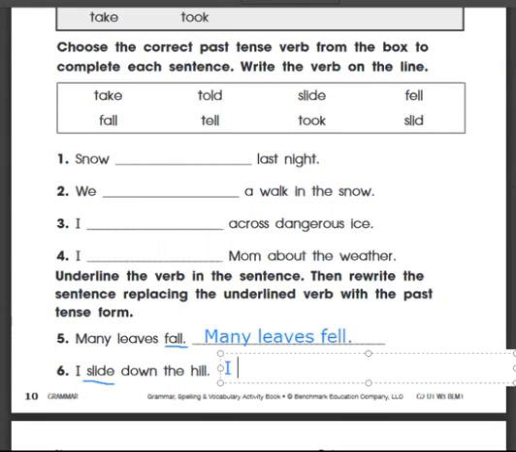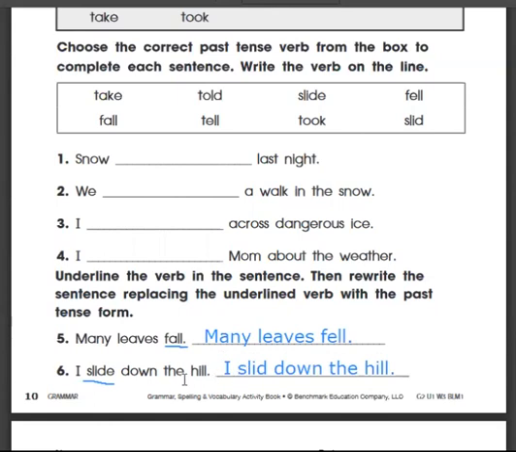So I slid down the hill, period. So go ahead and rewrite that sentence over here. Make sure that you are changing the verb. Slide becomes slid. You can go ahead and pause the video there if you need to catch up.